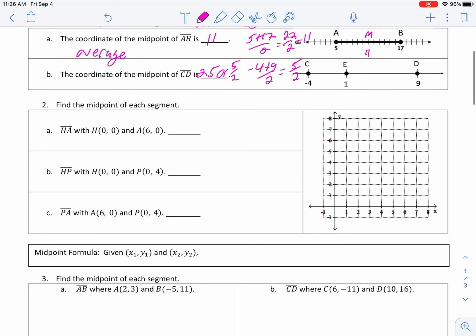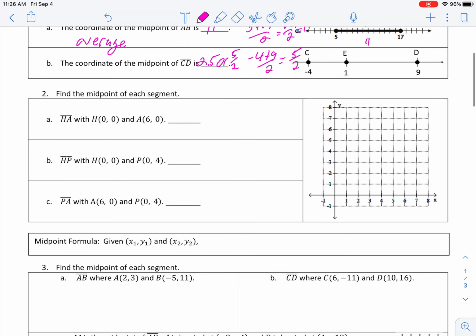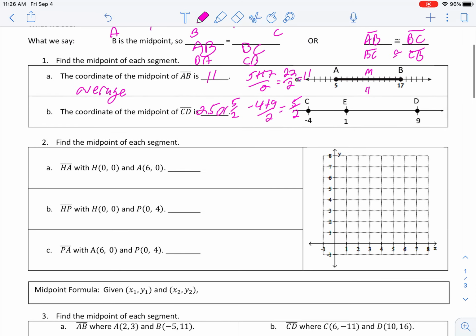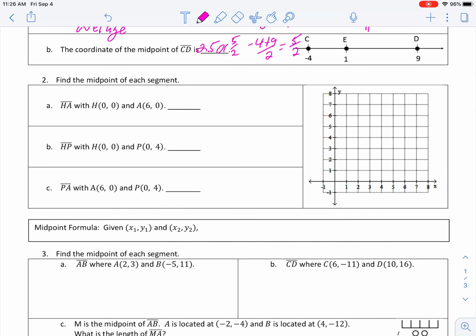So then let's take a look at number 2 here. On number 2, we are starting to move into 2 dimensions. Question 1 was only dealing with 1 dimension, a number line. Now, as we can see for question 2, we have a coordinate grid off to the right, an XY axis.